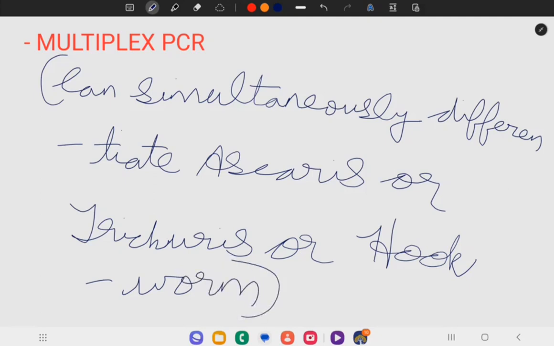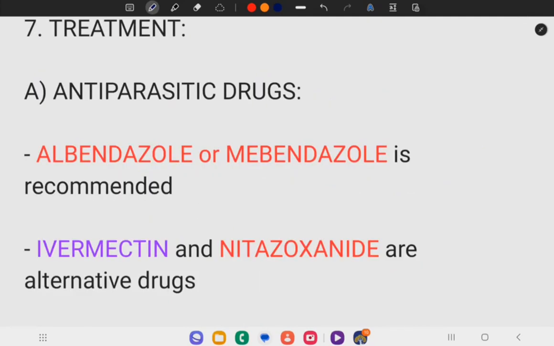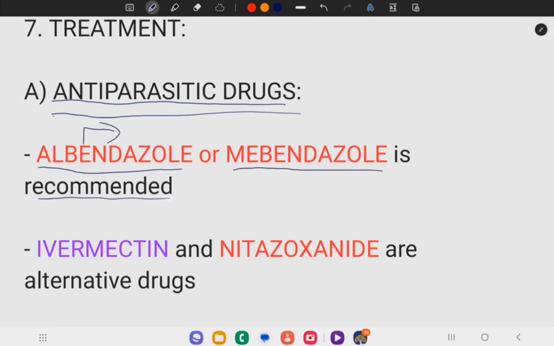Next, I will discuss the treatment and prevention. Ascariasis is treated with antiparasitic drugs. Antiparasitic drugs like albendazole or mebendazole are recommended. 400 mg of albendazole is given in a single dose.